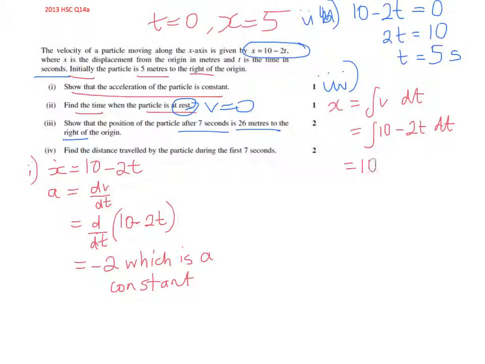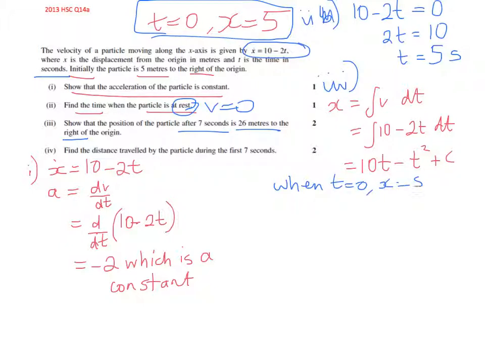And integrating that, you get 10t minus t squared plus c. What information do we have to find the constant? There we have it. When t equals 0, displacement equals 5. So the constant equals 5. So our displacement equation is 10t minus t squared plus 5.